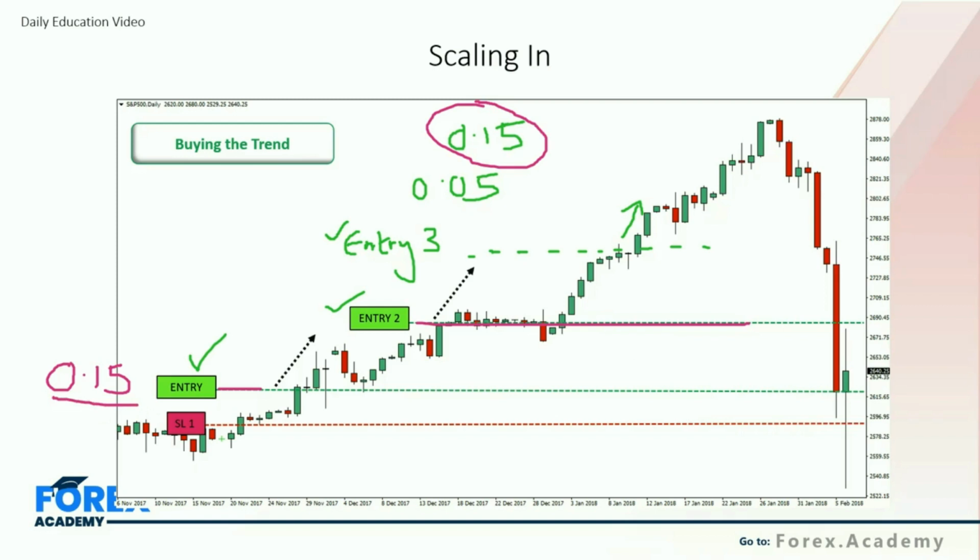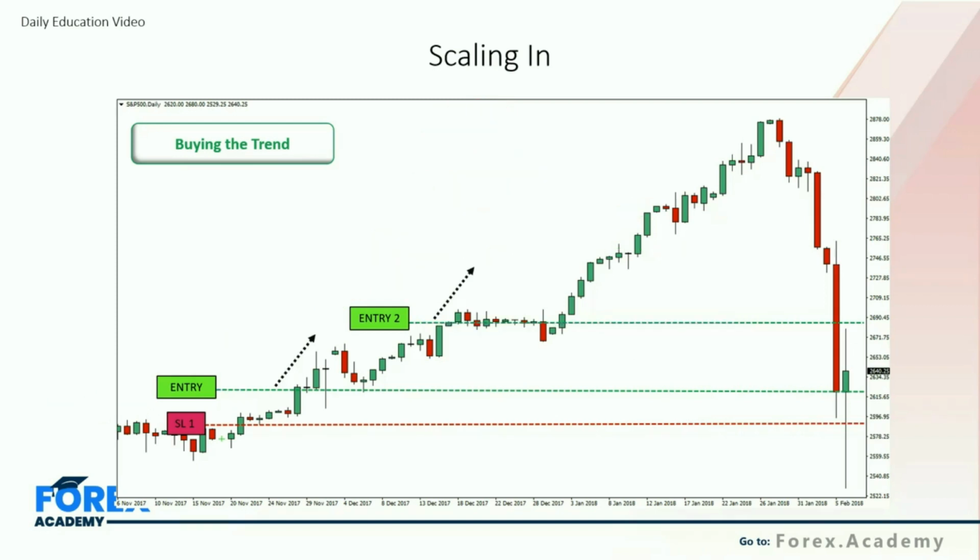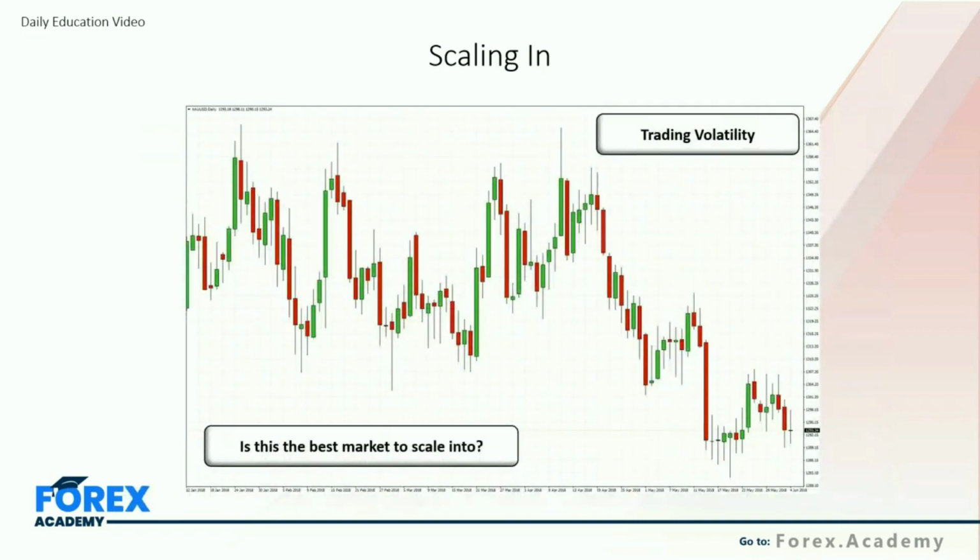Now, this is the S&P. We've looked at buying the trend. Of course, one thing I would like to point out just for this particular trading strategy is, of course, volatility. It's very, very important to understand the volatility in that market you're looking to trade, because some markets, of course, are not the best market conditions to scale into. So the question I'd like to pose here, with this price action chart, we have the gold market in front, is this the best market to scale into? What do we think, guys?